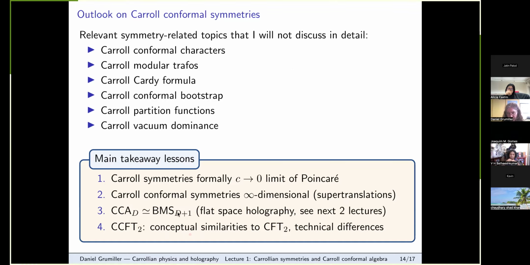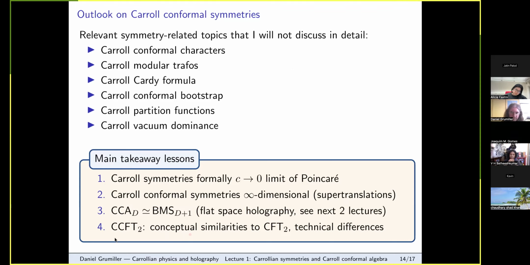I've made the statement. I've not shown you explicitly this algebra. I will do so next lecture. So this is definitely a fact. And the conjectural part of this fact is that this is therefore of prime importance for flat space holography because the BMS symmetries are of relevance for flat space holography. I will belabor this point quite a bit in the next 2 lectures.